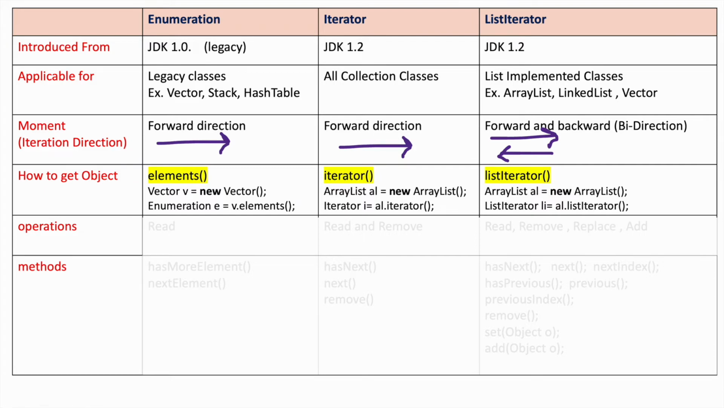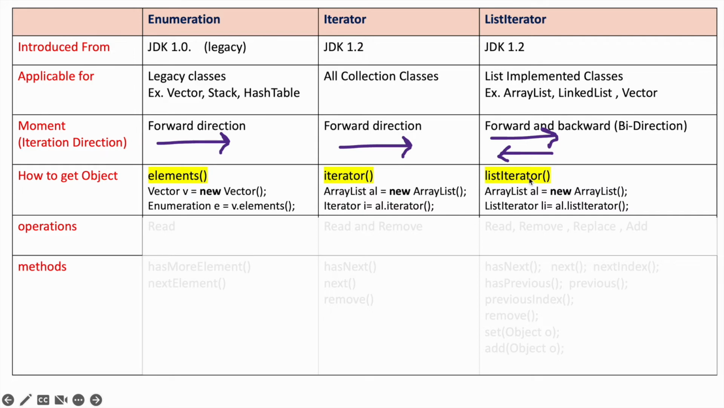Now the question is, how will these interfaces know whether they traverse in the forward direction or backward direction? The elements method is a single method, that means there is no overloaded method. We can create an Enumeration object by using only this elements method. When you use this elements method, it will start indexing from the 0th index. Iterator also has a single method, there is no overloaded method, so we can create an Iterator object using the iterator method. When you use this iterator method, by default it will point to the 0th element, so it will start indexing from the 0th index.